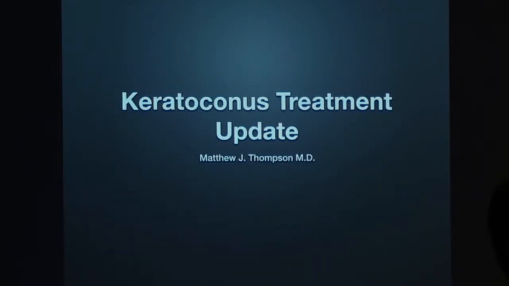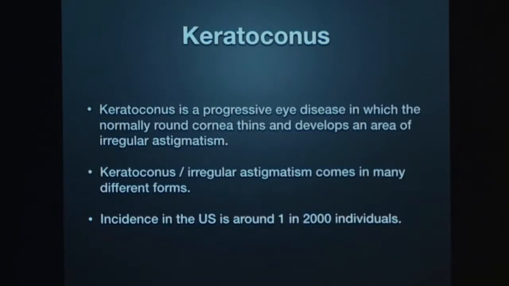All right, so keratoconus treatment update. Keratoconus, just the definition, is a progressive eye disease in which the normally mostly round cornea thins and develops an area of irregular astigmatism. Irregular astigmatism comes in many different forms. It is when there's a bulge in the cornea and it's just not smoothly round or oval shaped.